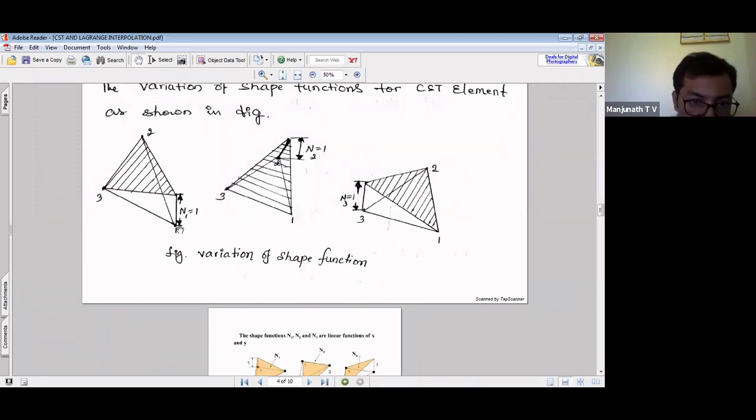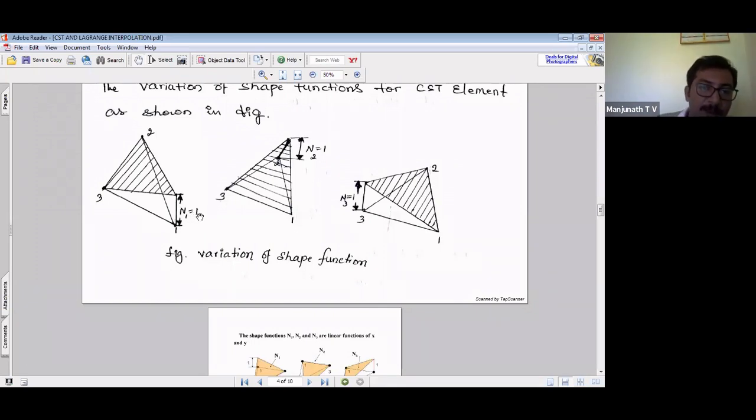Then from that point, join lines to node number 1, node number 2, node number 3. From node number 1, whatever strain takes place, the shape function value there is 1. Because from node number 1 we extend to this point, the shape variation has unity in this particular direction.